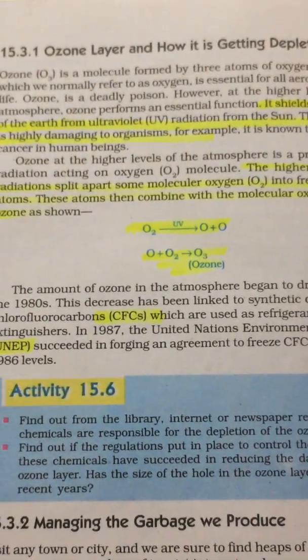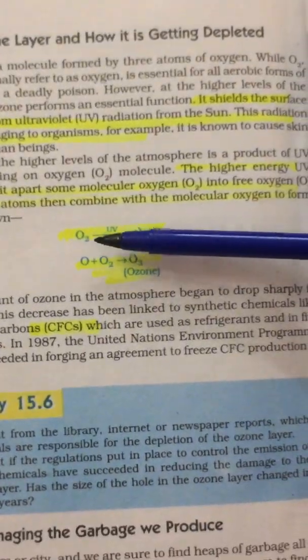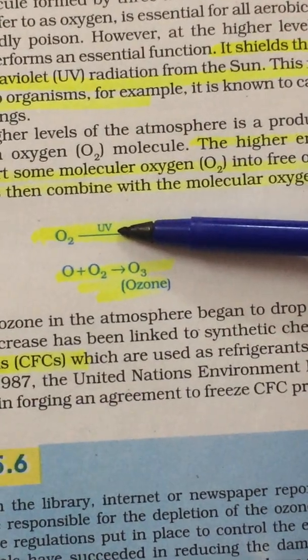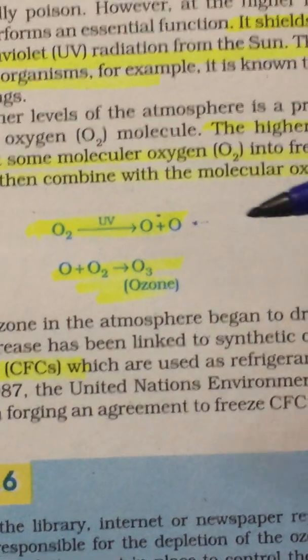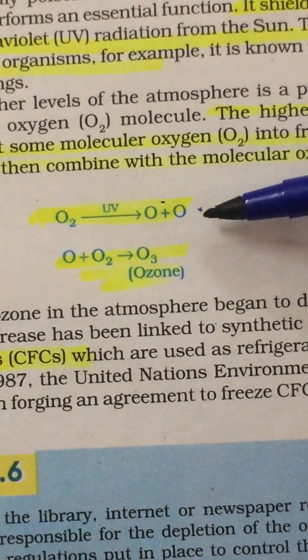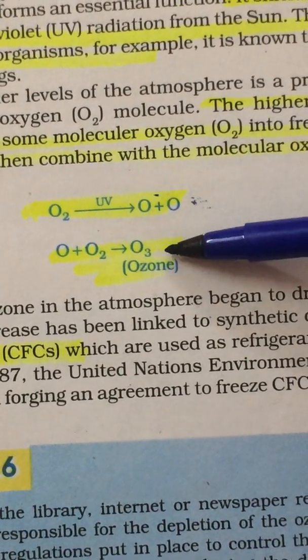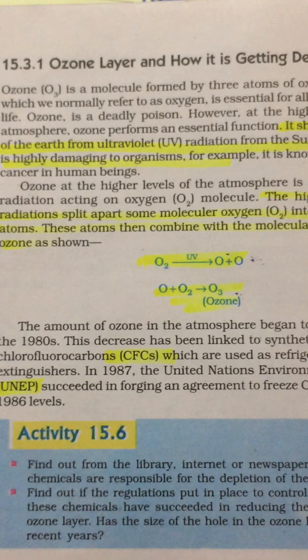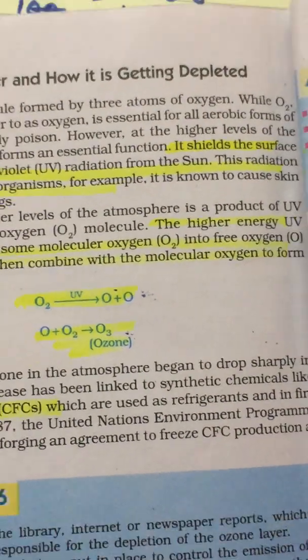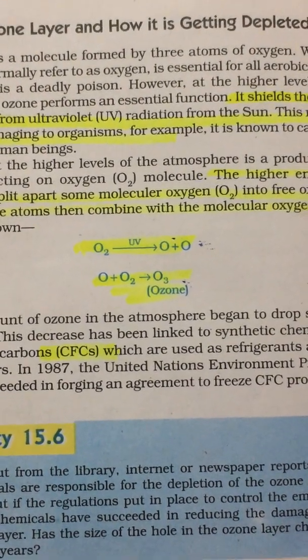Next is the ozone layer. In the upper layers of the atmosphere, oxygen is present. In the presence of ultraviolet radiations, this oxygen molecule breaks into two atoms of oxygen. These atoms of oxygen are very unstable and reactive, so they combine with another molecule of oxygen and form ozone. The main function of ozone in our environment is that it acts as a blanket and protects our environment from the harmful radiations of the sun.